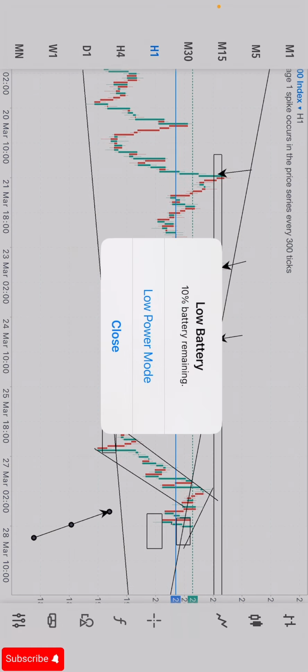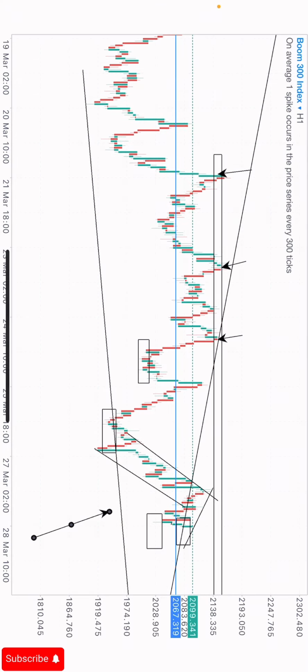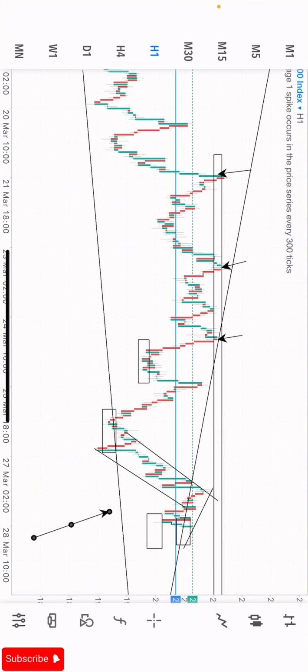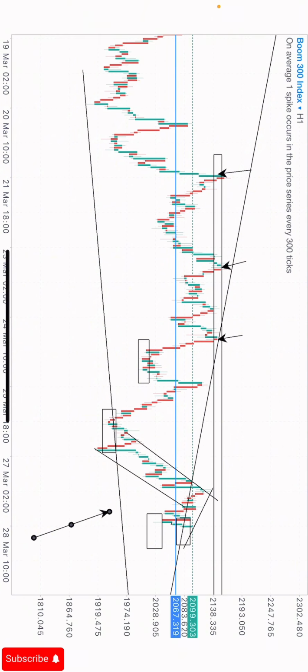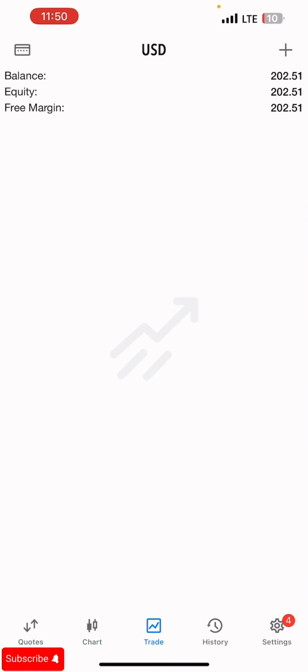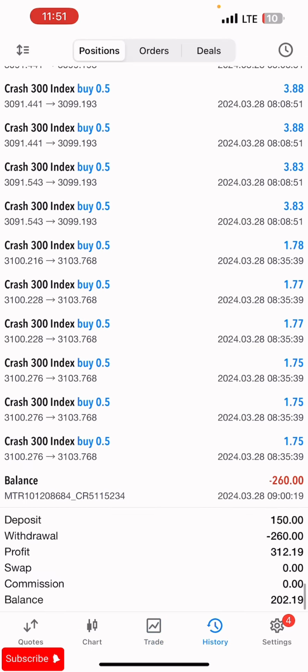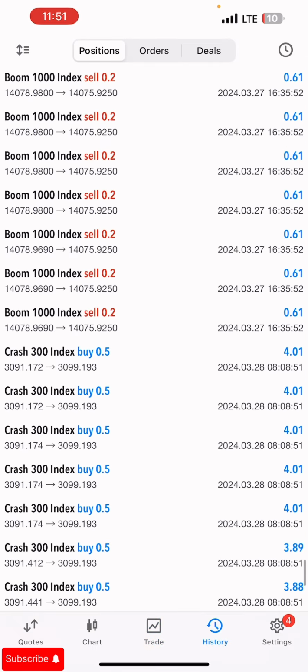So that's it, guys. That's how I actually trade the Boom and Crash markets, and how I was able to grow my $150 account to a $400 account size. Yeah, it's nice growth here, I would say. So I'll still keep you guys updated on this account growth.